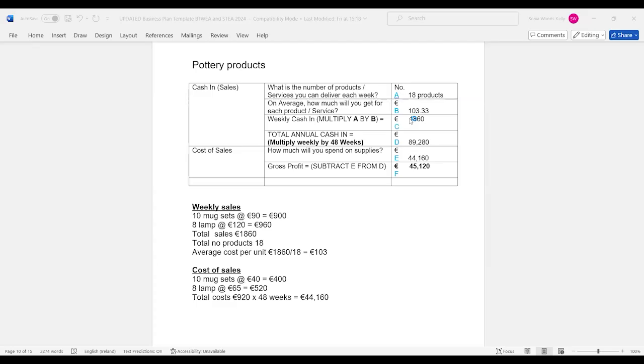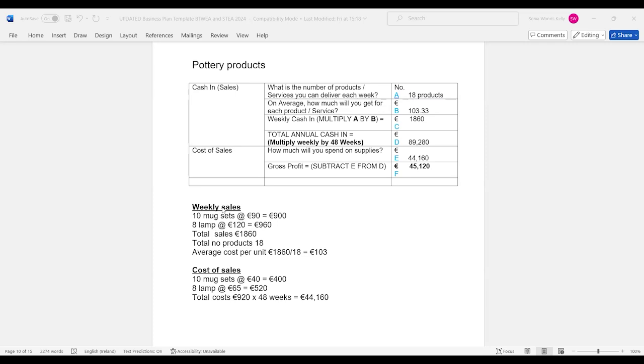The third example is an example of a business that sells products. So under the marketing section, I listed 2 products, a set of mugs that I propose to sell for 90 euros and a lamp that I propose to sell for 120. So what you're going to have to predict here is the number of products you expect to sell.